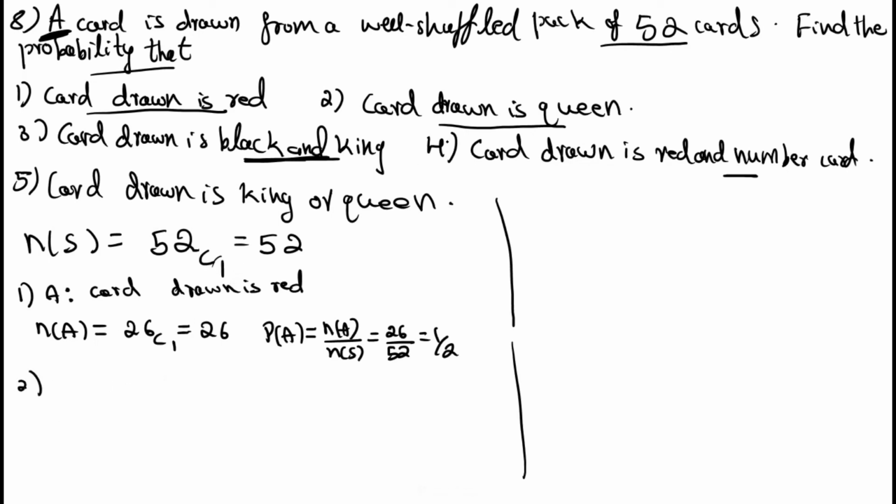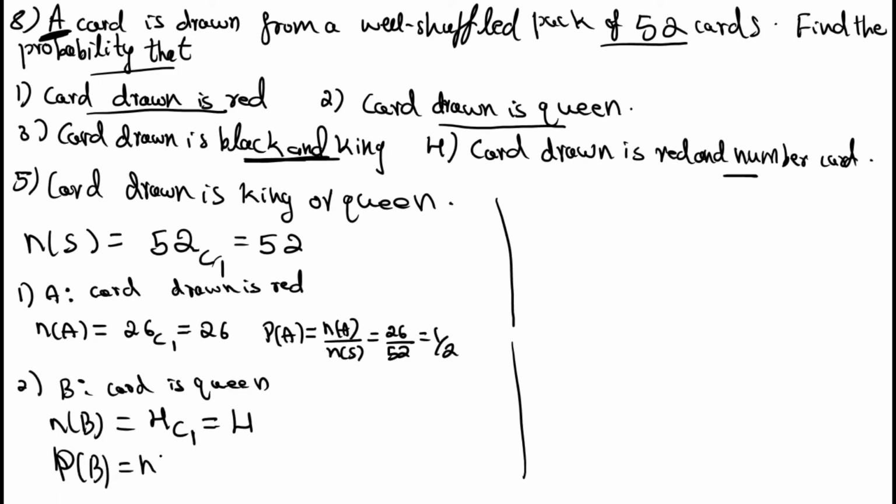Then go to the second question. What's the second question? Card drawn is queen. Event B such that card is queen. What is n of B? How many queen cards are there? We know it's equal to 4, but you need to take 1, right? 4C1, its value is equal to 4 itself. So probability of B is equal to n of B divided by n of S. It's equal to 4 divided by 52, which is equal to 1 by 13. So it's the probability of the queens.